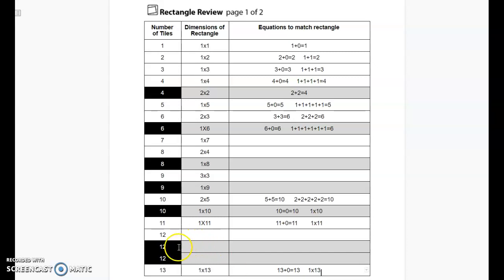We are going to look at our set of 12 tiles and see how many rectangles we can make. You might have a good idea of how many rectangles we can make if you look at our rectangle review sheet. And then we are going to check your equations from the other day to see how they match your rectangles. Let's jump back over to our magic wall and see what we can do with 12 tiles.